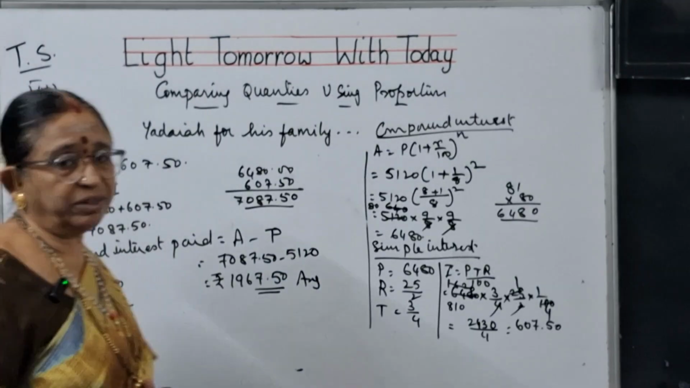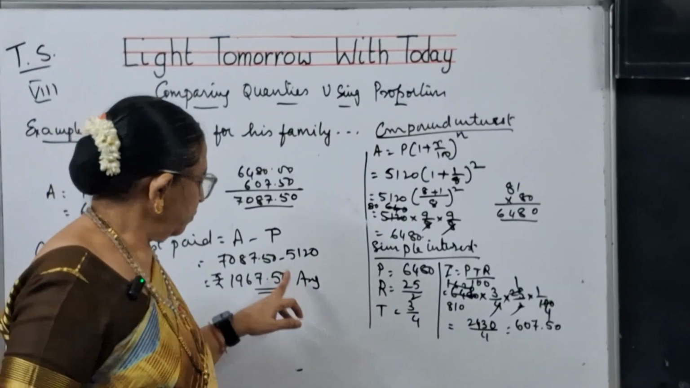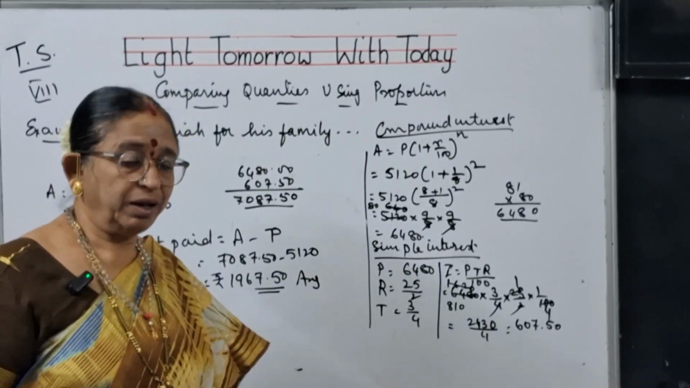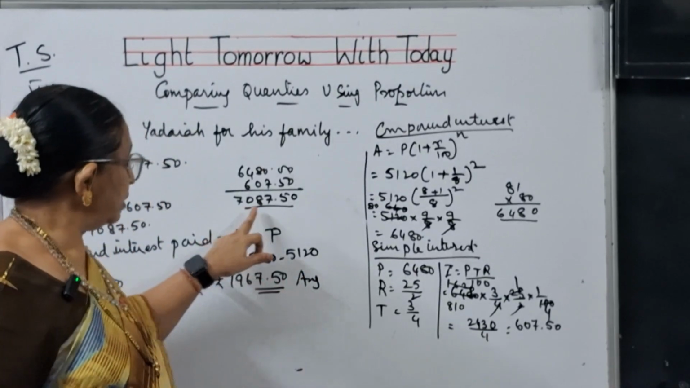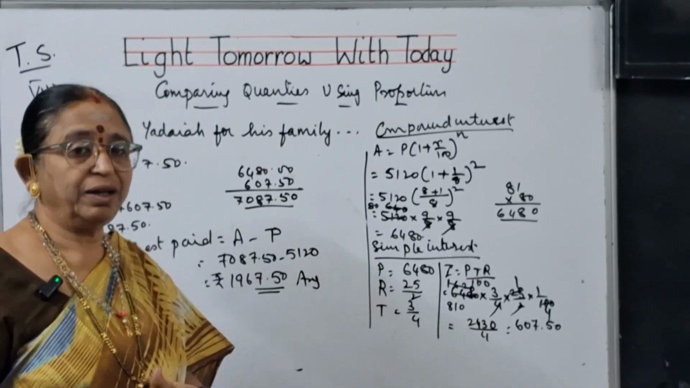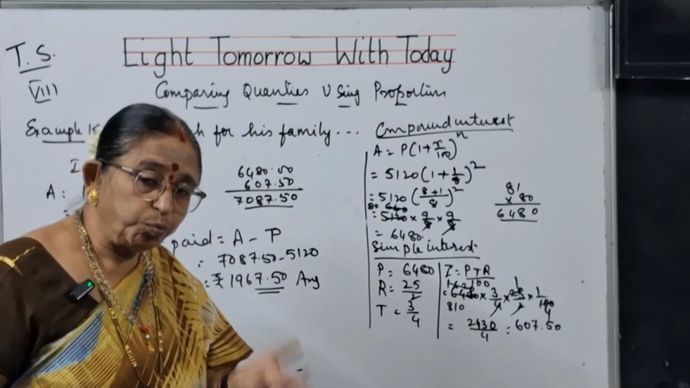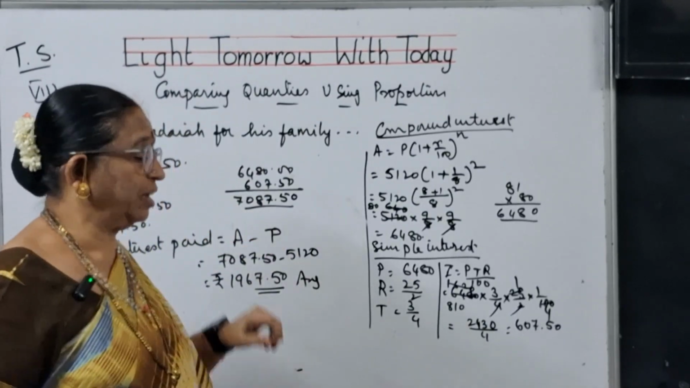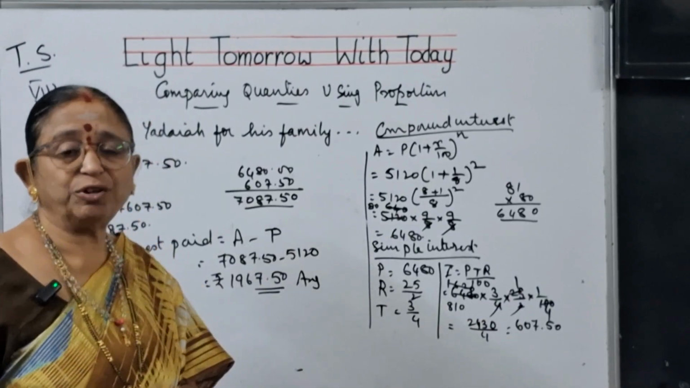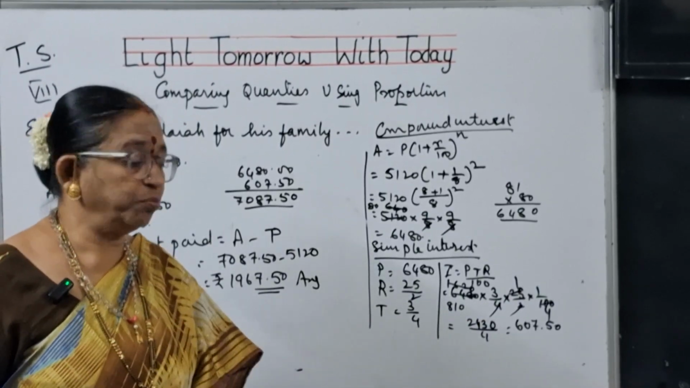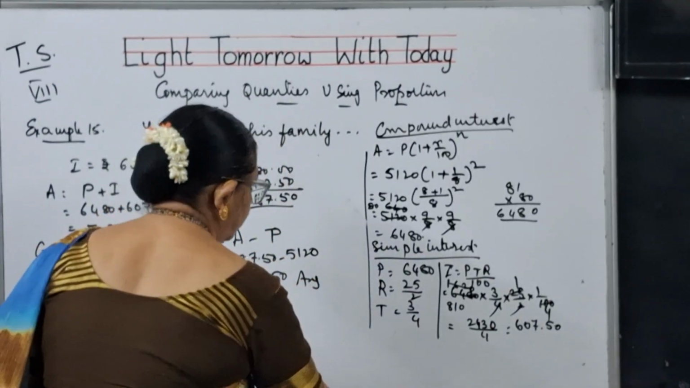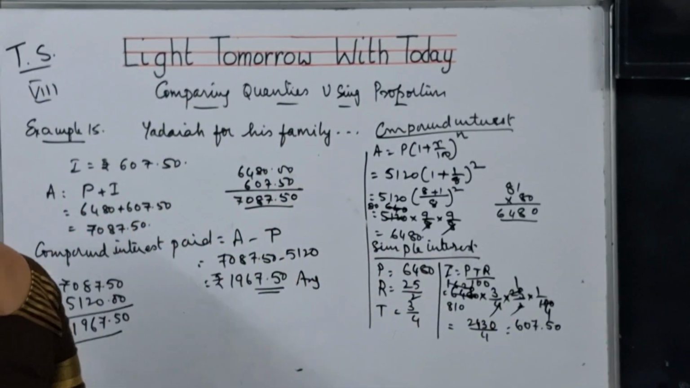See children how dangerous it is. He has taken only 5120. At last after 2 years 9 months, how much he has paid? 7087 rupees 50 paisa. That means he has paid much more than what he has taken. How much more he has paid? 1967 rupees 50 paisa. That is why compound interest is very, very dangerous, children. So please note it down. This is 15th sum.